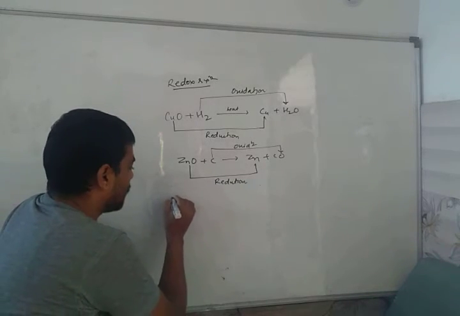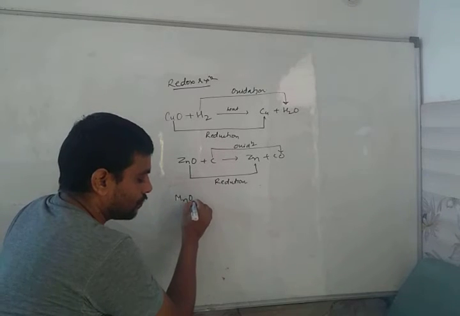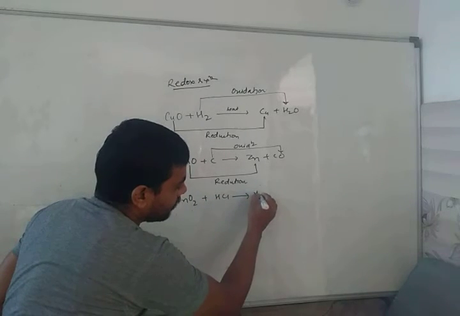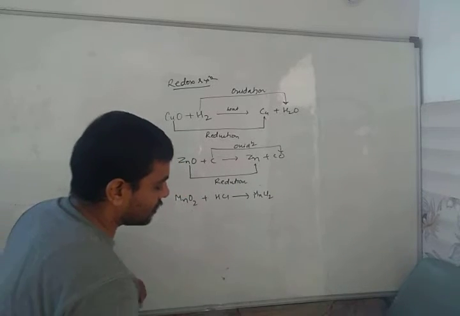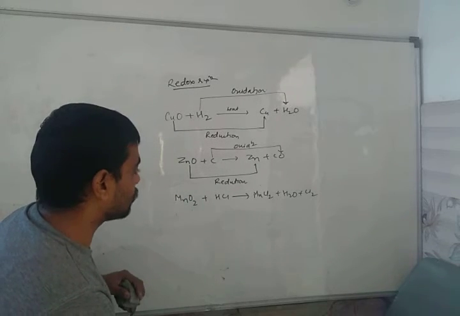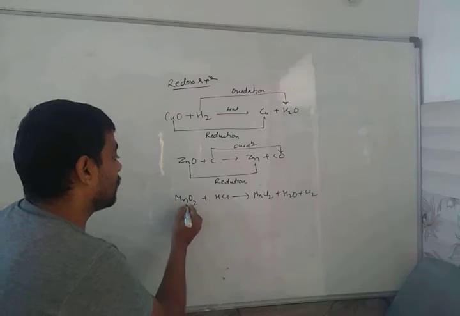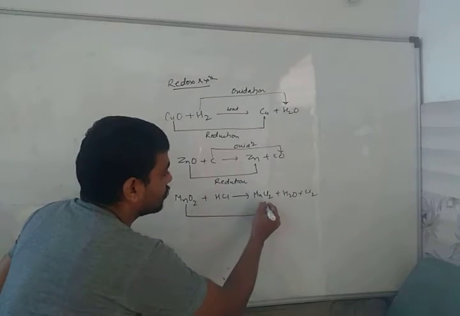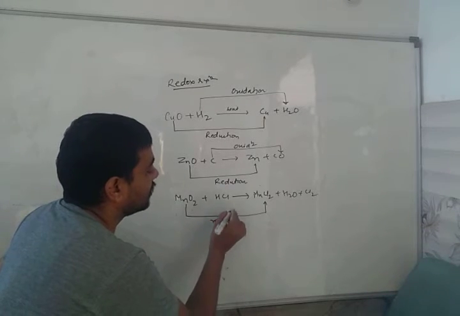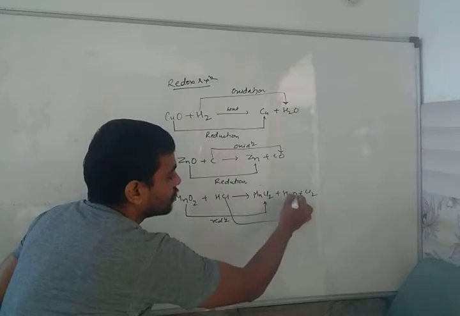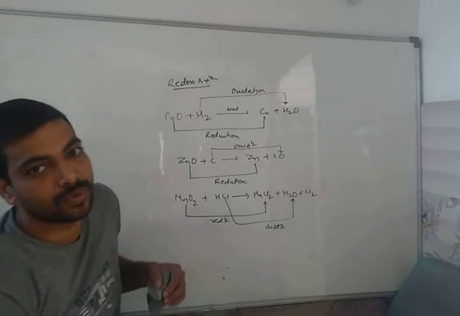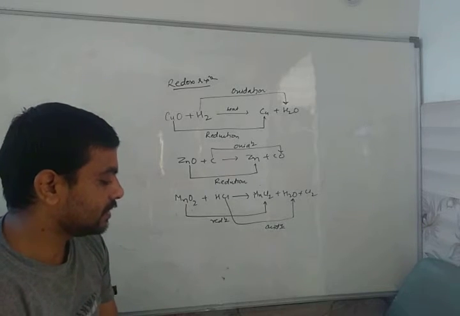Some more examples: manganese dioxide MnO2 on reaction with hydrochloric acid forms manganese chloride MnCl2 plus water plus chlorine gas. What sort of information did you get? Oxygen loss means reduction. In this case, oxygen gain is oxidation. So this is also a redox reaction, because both oxidation and reduction take place simultaneously.